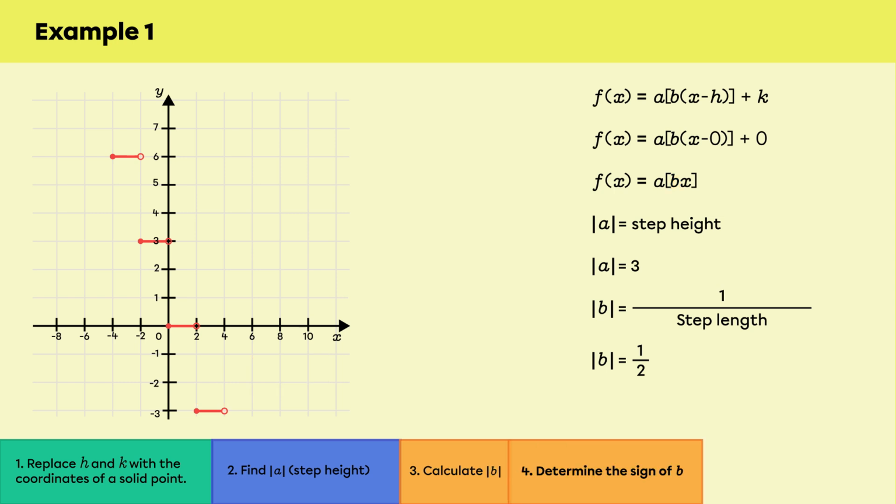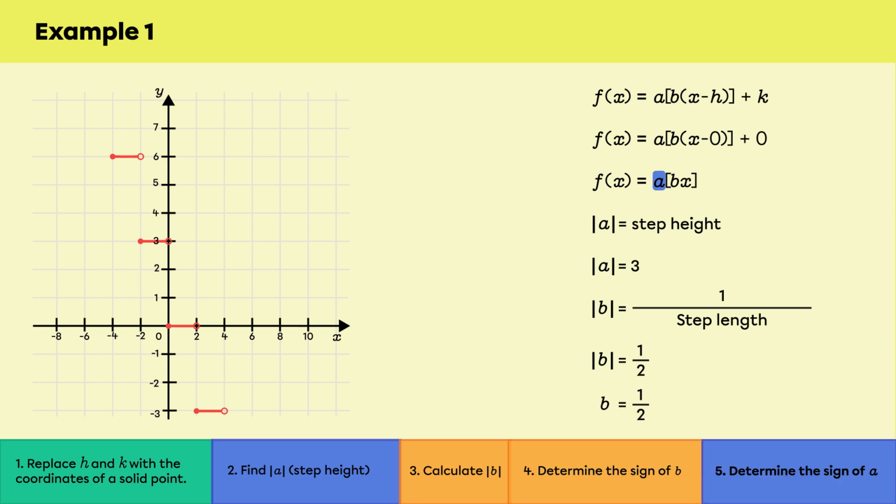If the direction of the steps from left to right go from a solid point to an empty point, parameter b is positive. On the other hand, if the direction of the steps go from an empty point to a solid point from left to right, parameter b is negative. A negative b value creates a reflection, which has the effect of reversing the direction of the steps. Here, the steps go from a solid point to an empty point, so parameter b is positive.